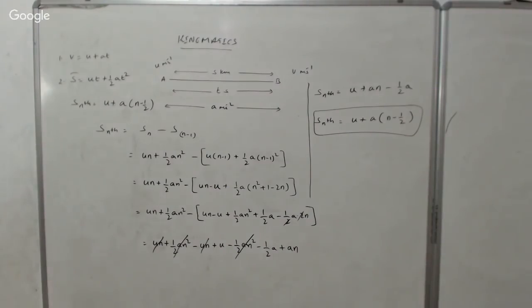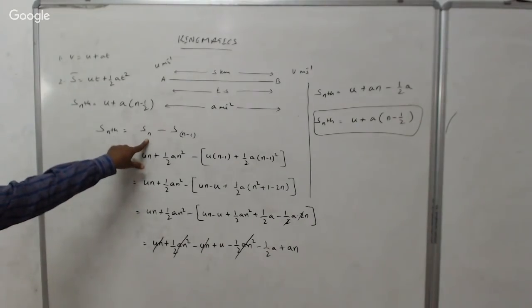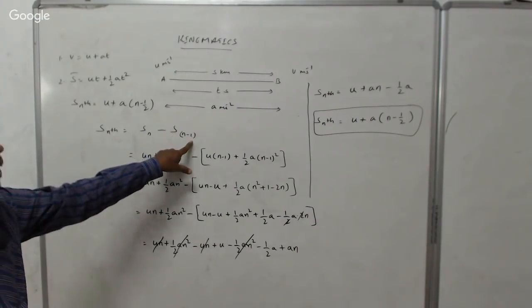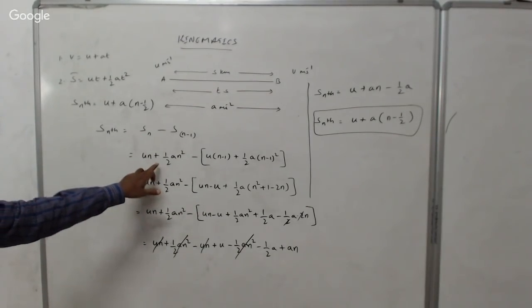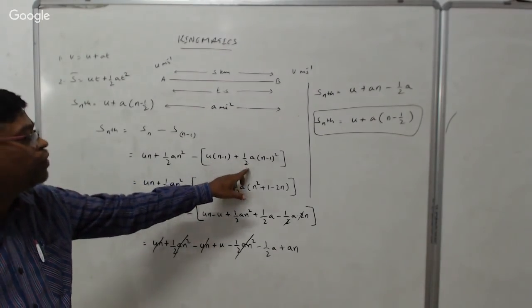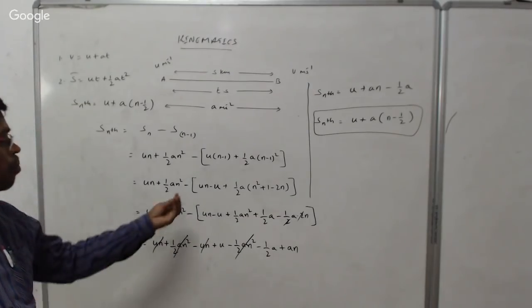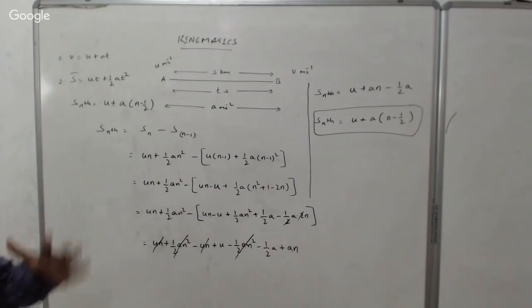Okay, shall I explain once again? Distance traveled in nth second is equal to distance traveled in n seconds minus distance traveled in n minus 1 second. Distance traveled in nth second, I wrote it as un plus half an square minus of u into n minus 1 plus half a into n minus 1 whole square, expanding, solving. The final result is Sn is equal to u plus a into n minus 1 by 2. Understood? Okay. Stepping into the third expression.